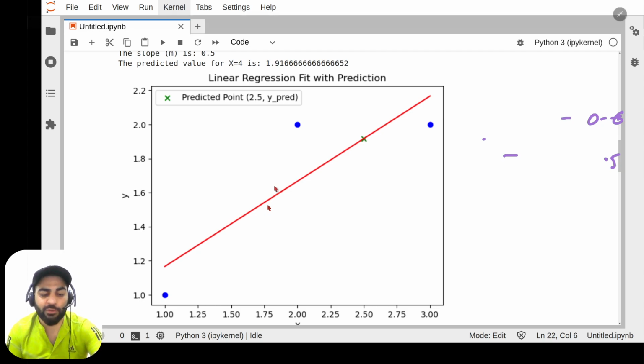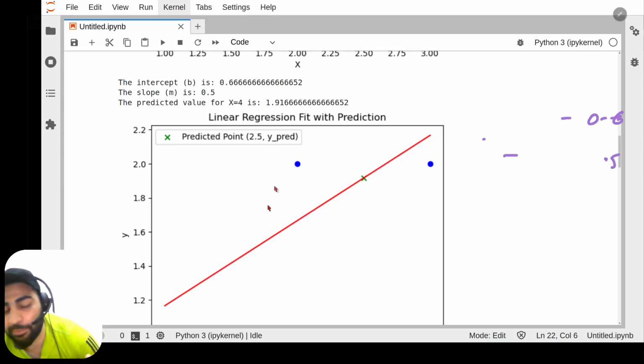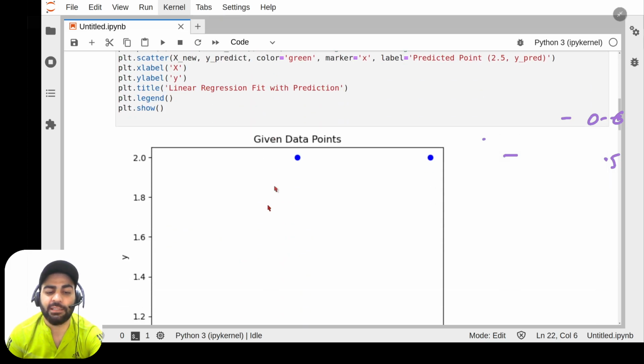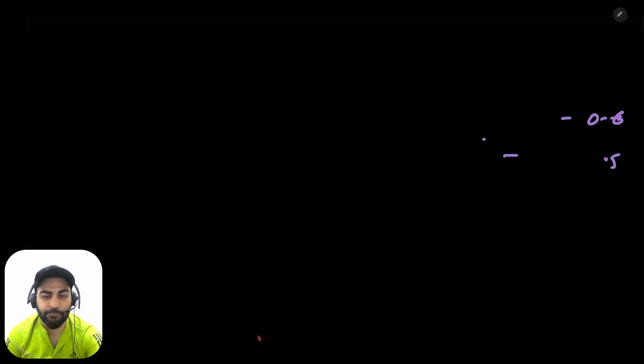So is it clear? What was the value? If you again see it, the intercept was 0.66652, and the slope was 0.5. That we calculated by hand, and then we also ran the algorithm, and this is the line that we fitted. Is it clear? Yes, sir. Nice.